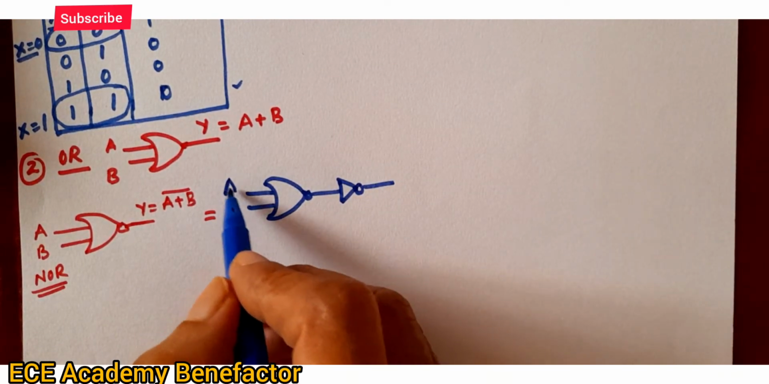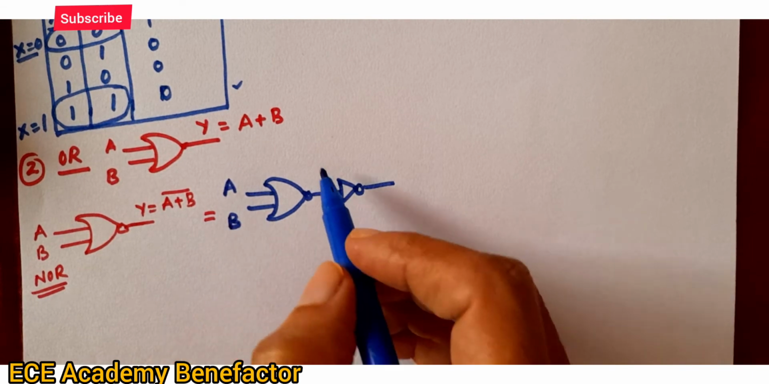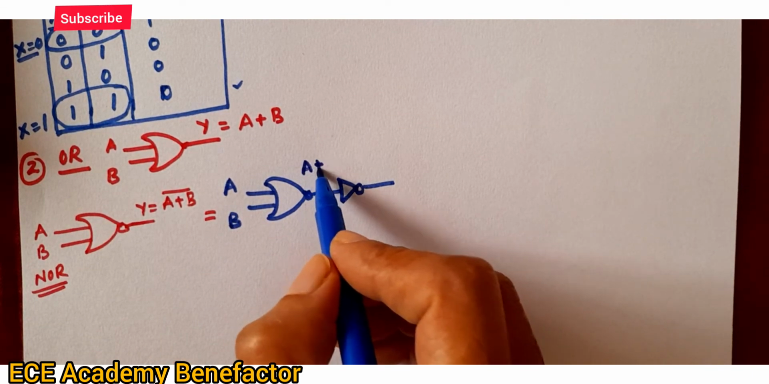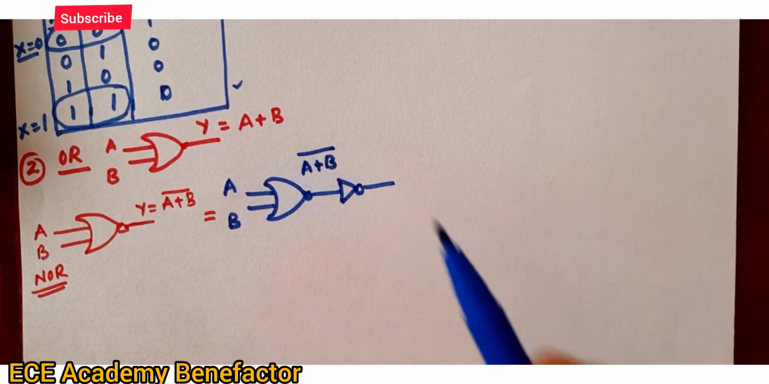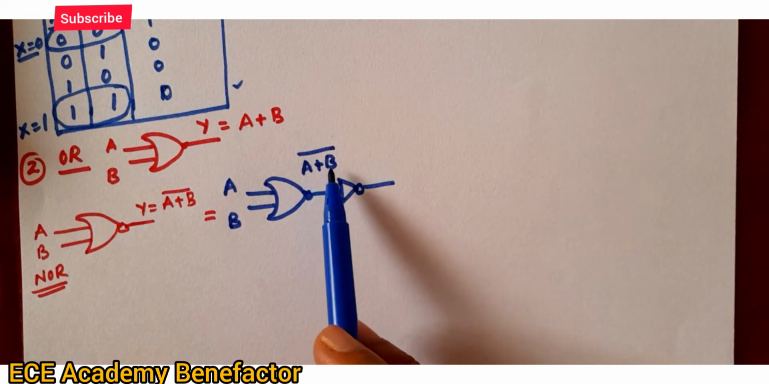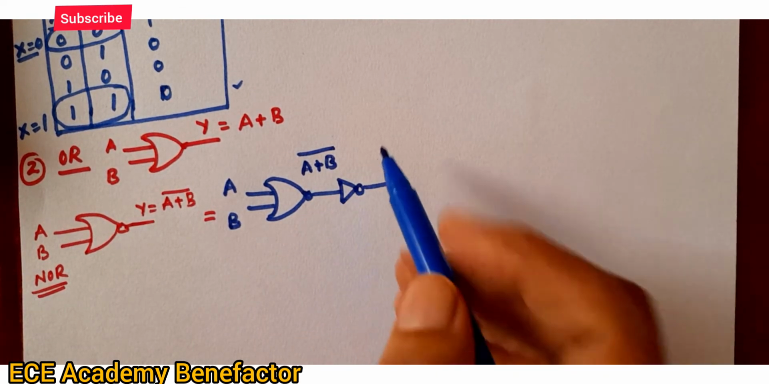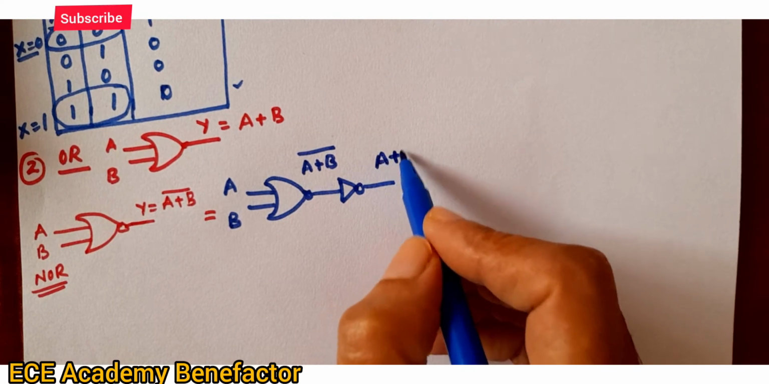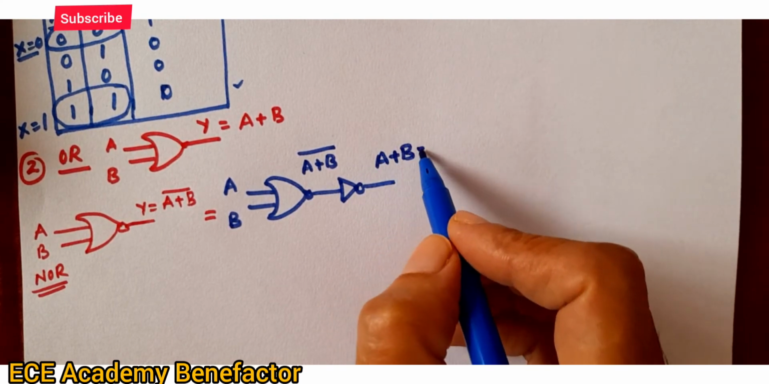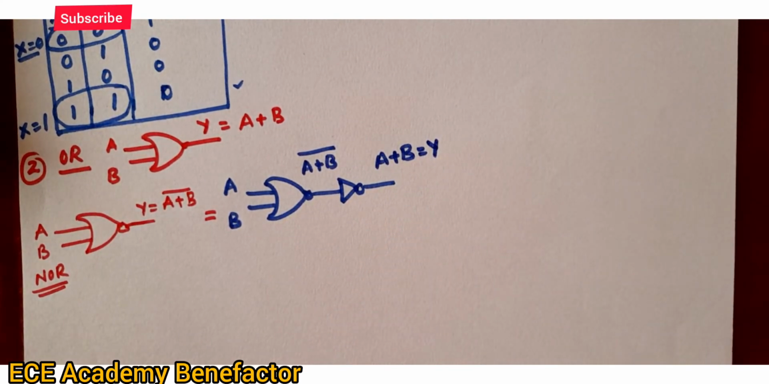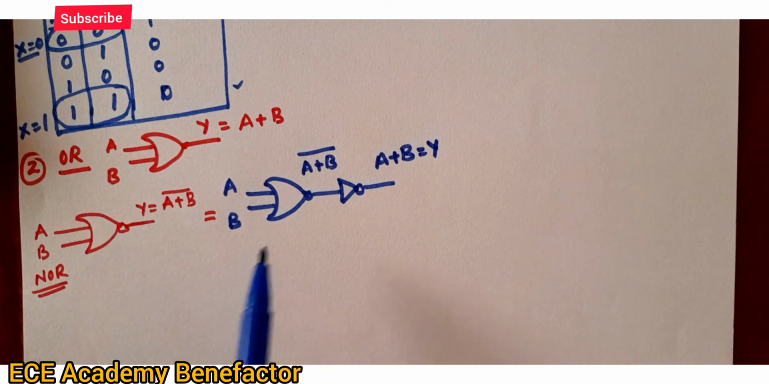So here the inputs are A and B. So what will you get here? (A plus B) the whole bar. Okay. So (A plus B) the whole bar, when passed through a NOT gate, what does it give? A plus B. So what is A plus B? It is an OR gate. So from a NOR gate we can get an OR gate by putting an inverter after it.